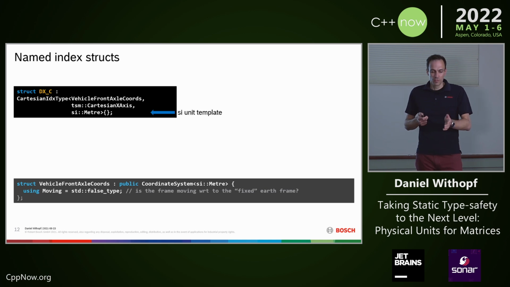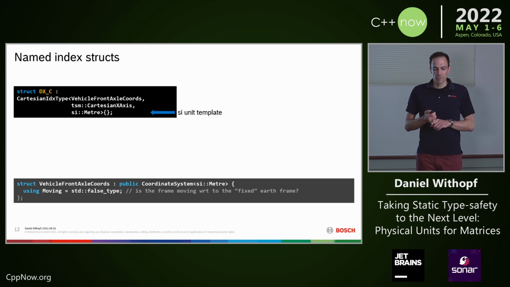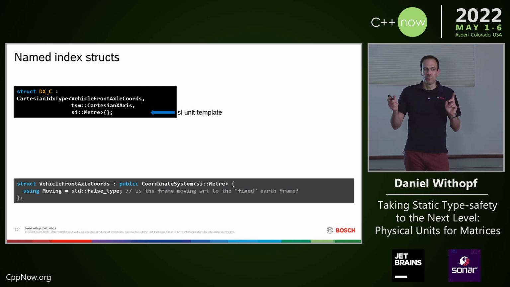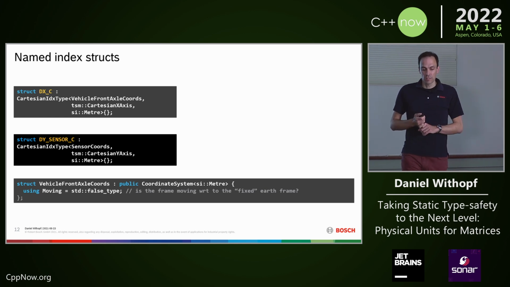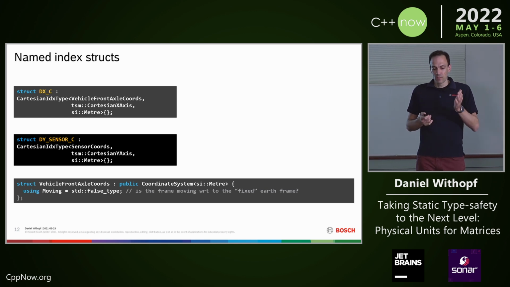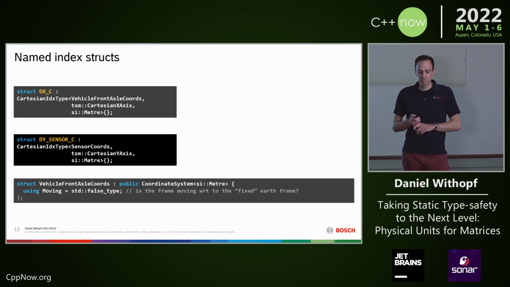On the bottom, you can also see how you can create these coordinate frames. You simply derive from a base class in my library, and you specify whether that frame is moving or not moving. This will be interesting for later when we transform between frames. Now we could also create a different index struct, here the distance y, so the y position in a sensor frame, so in a different frame.